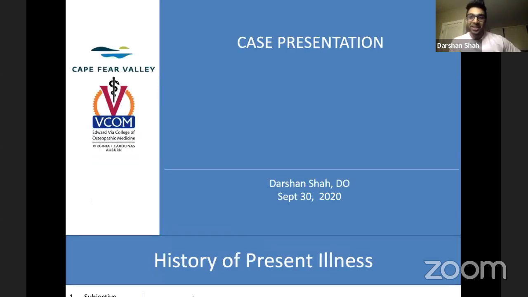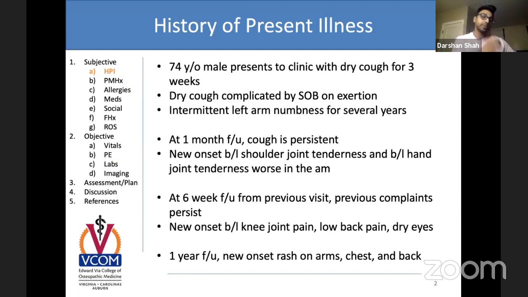All righty, so history of present illness. We have a 74-year-old male who presents to the outpatient clinic with a dry cough for 3 weeks. His dry cough is complicated by shortness of breath on exertion. He's also got intermittent left arm numbness for several years. At his 1 month follow-up, right? So the first 3 bullets are, let's say, time 0. And the next 2 bullets are 1 month follow-up.